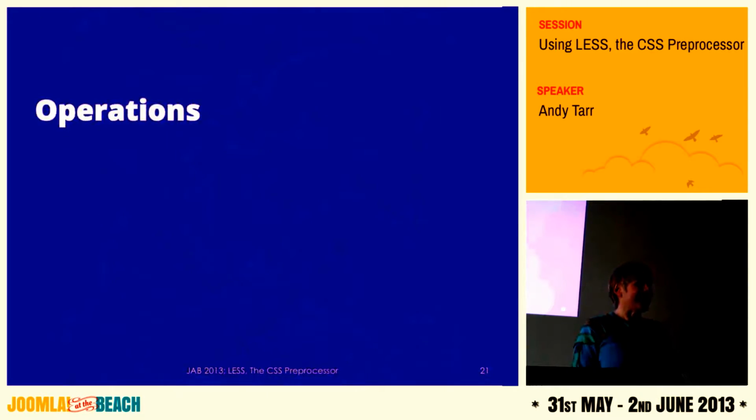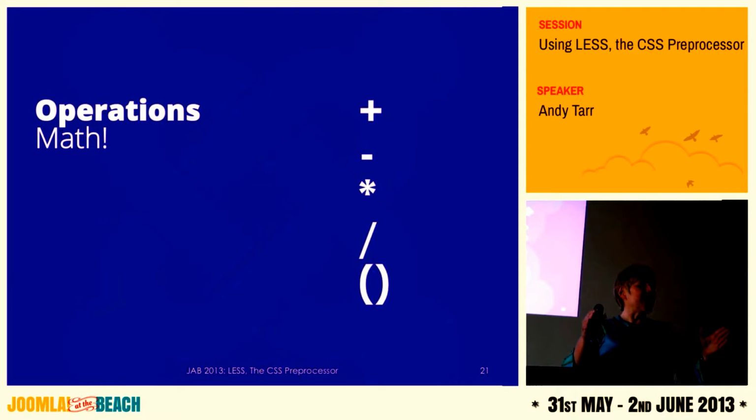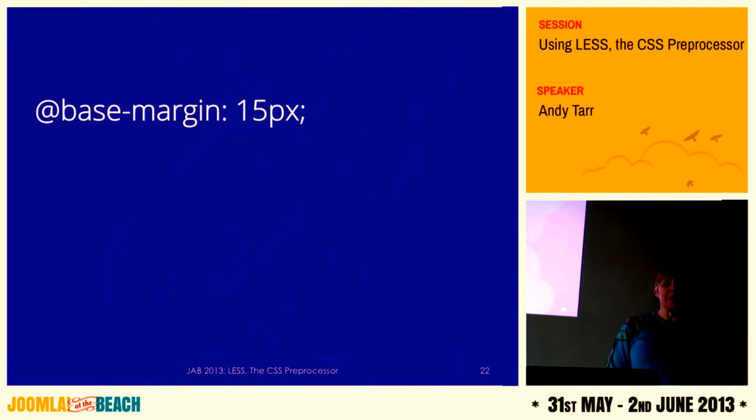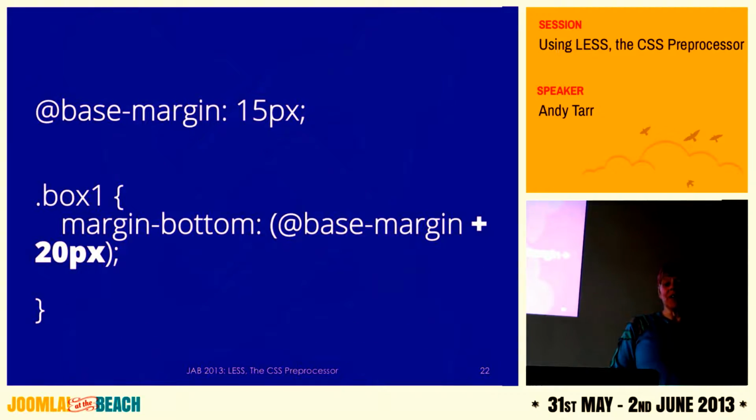And here we're talking math. You can add, you can subtract, you can multiply, you can divide, and you can also use your parentheses like you do in math in order to show the hierarchy. I want you to do this part first before you do that. So here's an example. Let's say our base margin is going to be 15 pixels. And then we go to the box 1, and our bottom margin is going to be the base plus 20 pixels. So we've got the 15 pixels plus the 20 pixels, and that's 35 pixels.